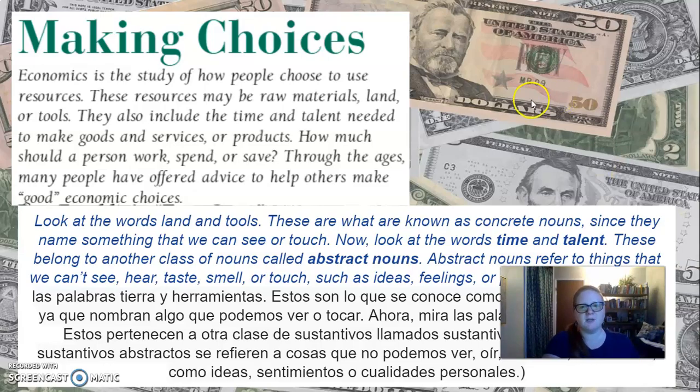So, when we're talking about the words land and tools, those are concrete nouns. I can look at land. I can touch land. I can work with a tool. I can use a tool. Now, look at the words time and talent. And you might not think, are those nouns? They are. They're abstract nouns because we cannot see, hear, taste, smell, or touch them.